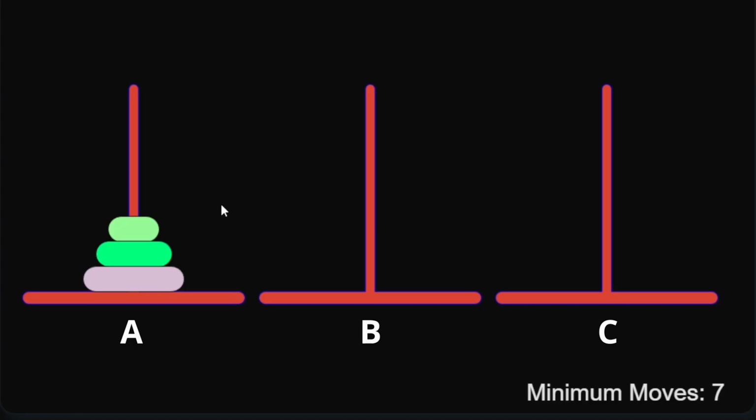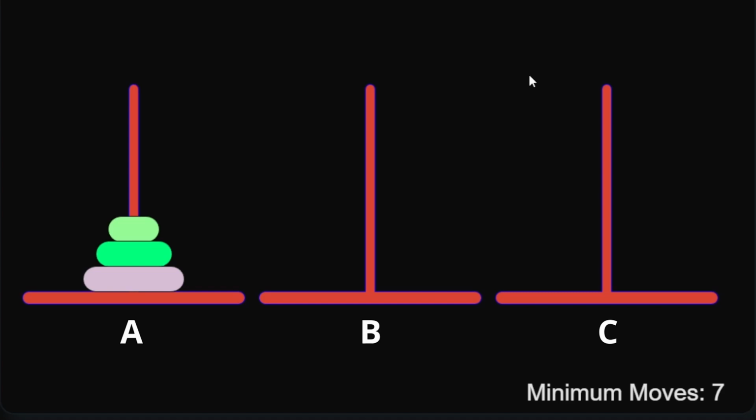Rule number two is you can only move the top disc from any rod. It means like this, like this. You can't move this disc or this disc. You need to first move this disc, and after this is the first disc, now you can move this, right? It's rule number two.